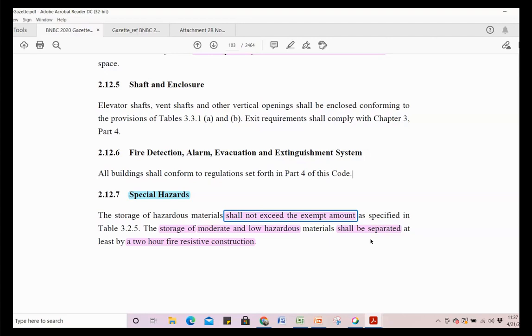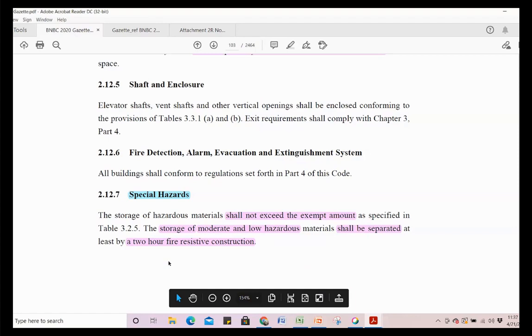There are actually two tables referring to the exempt amounts. So if it is within the limit of that, it falls into this storage category. But if it exceeds that capacity, it will go to the hazardous category. The storage of moderate and low hazard materials shall be separated at least by 2-hour fire resistive construction. That is a special clause for special hazards.